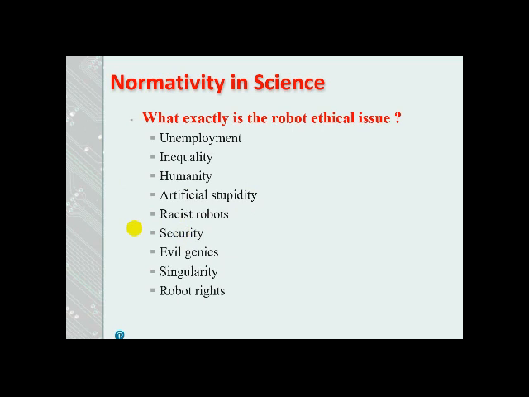Security: how do we keep artificial intelligence safe from adversaries? Evil genius: how do we protect against unintended consequences? Singularity: how do we stay in control of complex intelligent systems? Robot rights: how do we define the human treatment of artificial intelligence?